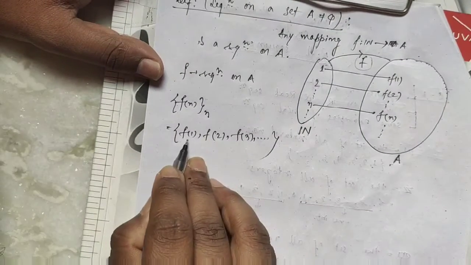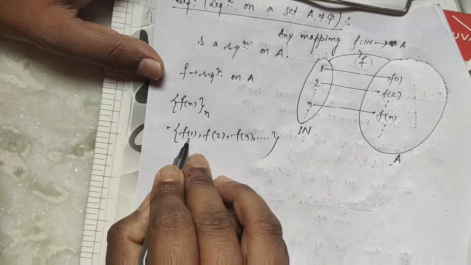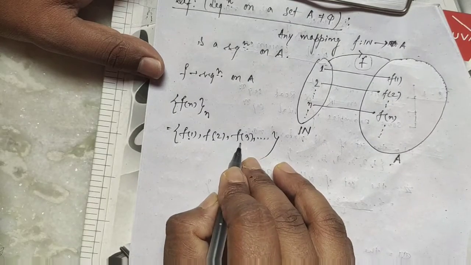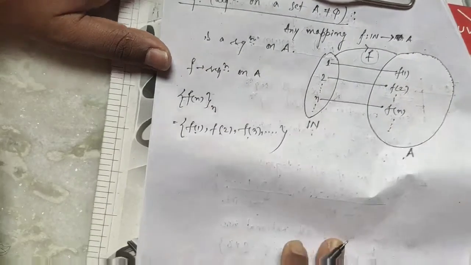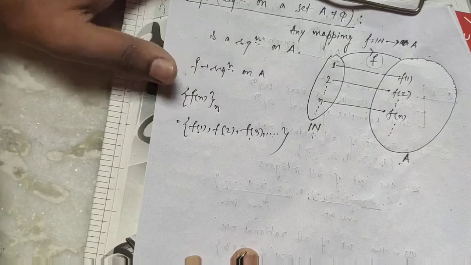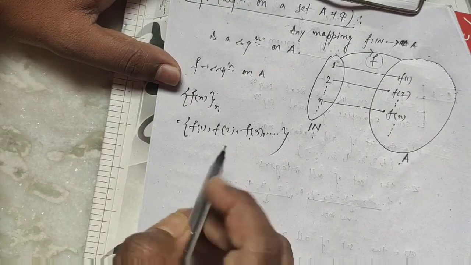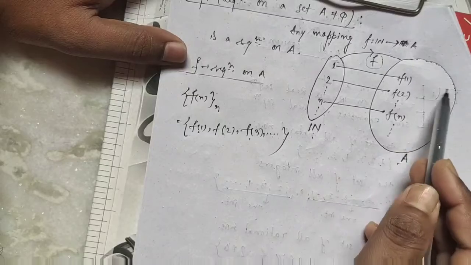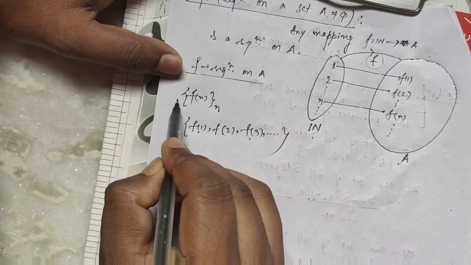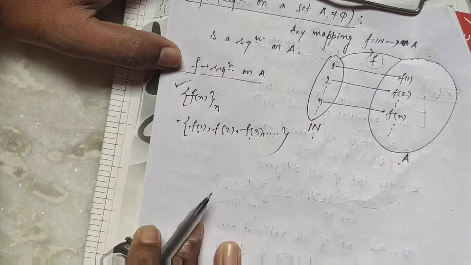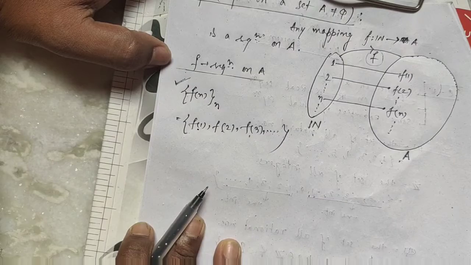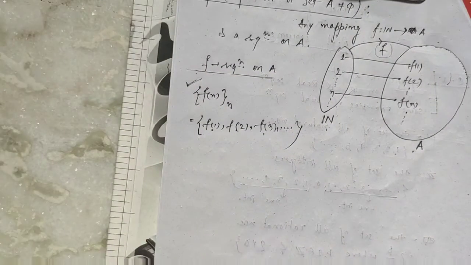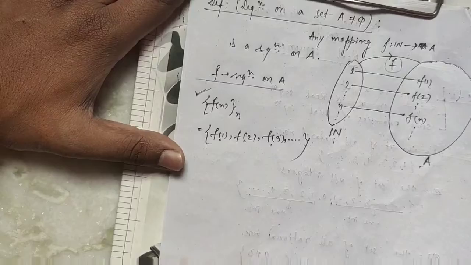Okay, this is the first element of the sequence, this is the second element of the sequence, this is the third element of the sequence, and so on. Any sequence on a set A is denoted as this. Now we discuss sequence on R.